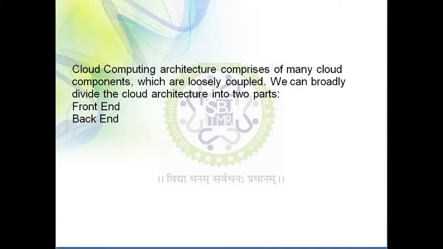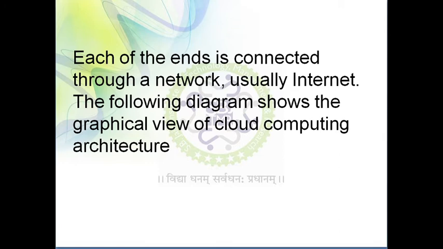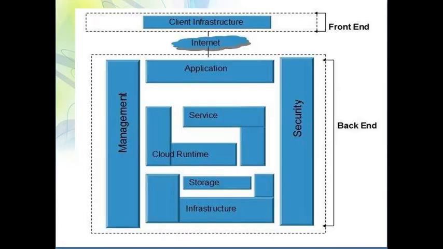The cloud computing architecture is going to have many cloud components which are loosely coupled. We can broadly divide these loosely coupled components into front end and the back end. Each of the ends is connected through a network, usually the internet. The diagram will graphically tell about the cloud computing. This is the front end, and here is the internet, and this is the back end.